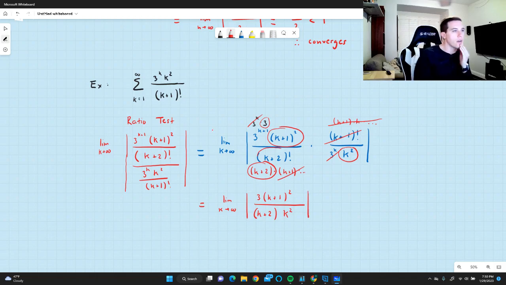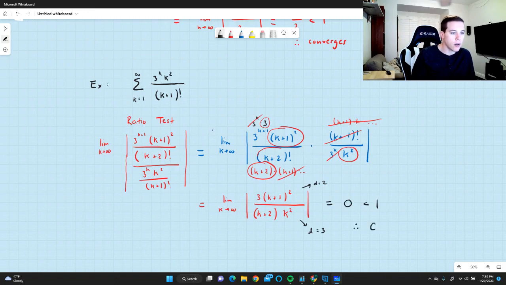So now we are ready to evaluate the limit. We have it all down to basically just polynomials. So what's the degree in this top? We have a degree of 2, because if we were to multiply it all out, we'd have a 3k squared. But look at the bottom, we have a k squared times a k, we have a degree 3 in the bottom. So this limit equals 0, which is less than 1.